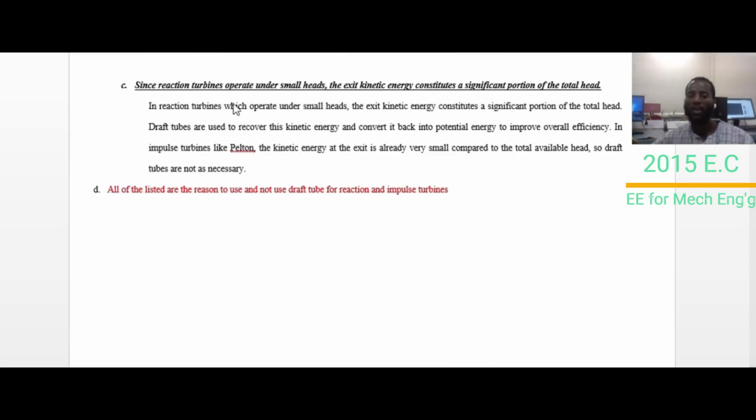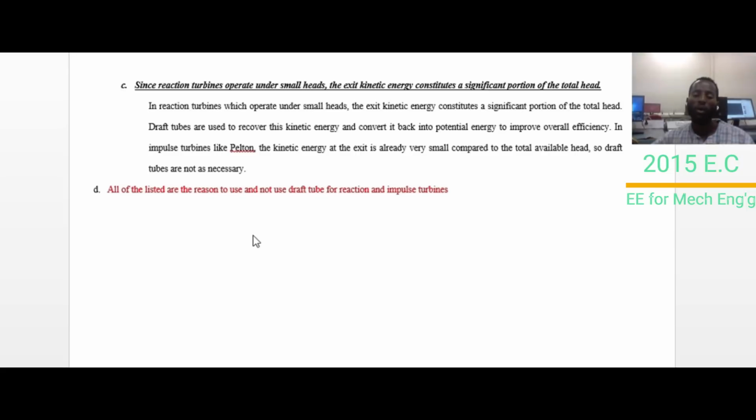C, since reaction turbines operate under small head, the exit kinetic energy constitutes a significant portion of the total head. So in a reaction turbine, which operates under a small head, the exit kinetic energy constitutes a significant portion of the total head, and draft tubes are used to recover this kinetic energy and convert it back into potential energy to improve the overall efficiency of the turbine. In impulse turbines like Pelton, the kinetic energy at the exit is already very small compared to the available head, so draft tubes are not necessary.